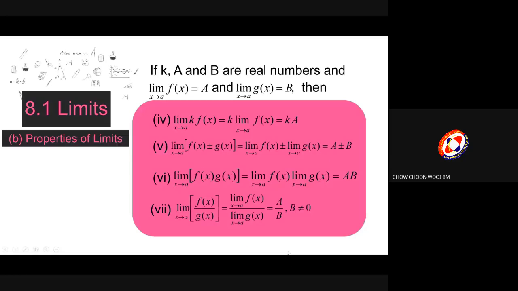Then the next one. The next one is the limit of f(x) multiplied by g(x) is equal to the limit of f(x) multiplied by the limit of g(x). You will get a multiplied by b. And the next one, the limit of f(x) over g(x) is equal to the limit of f(x) over the limit of g(x), which is a over b, where b cannot be equal to zero.